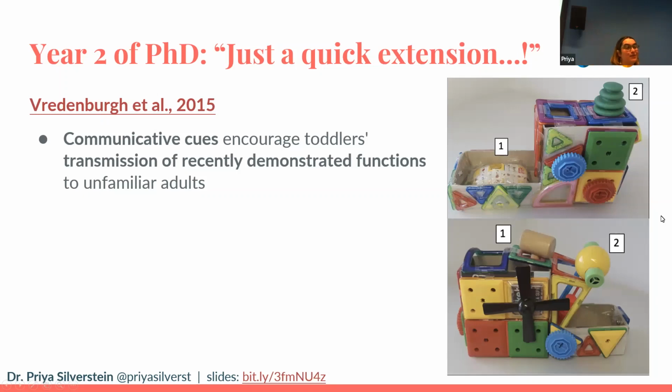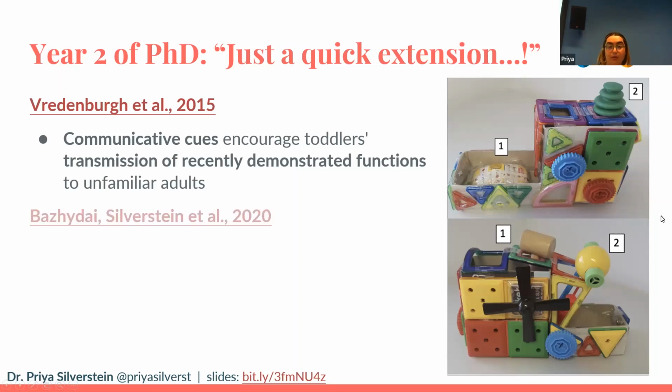So when infants were taught how to do something on those new toys, if they were taught in the presence of these communicative cues, then they were more likely to later teach that action to a new adult who'd never seen the toys before, than an action that they hadn't been taught with these cues, but had just seen incidentally, where by mistake the action had kind of happened. So they were more likely to transmit these functions if they had been taught to them communicatively.